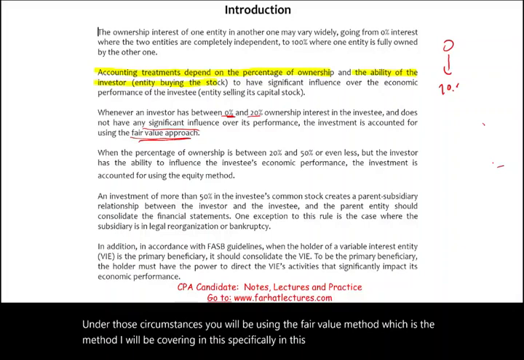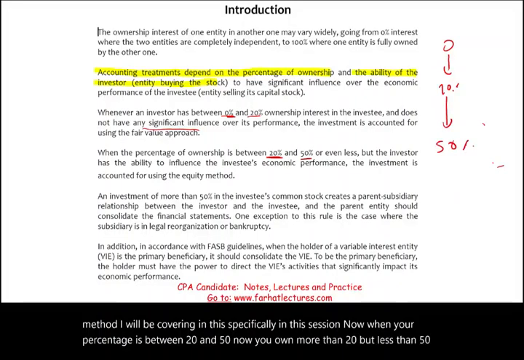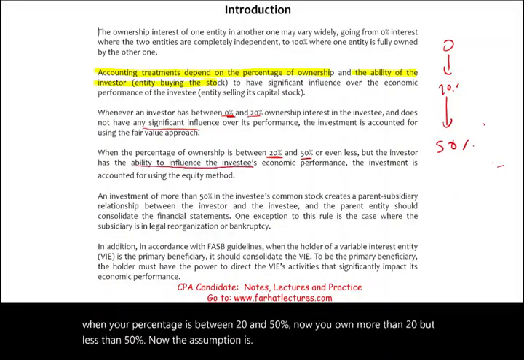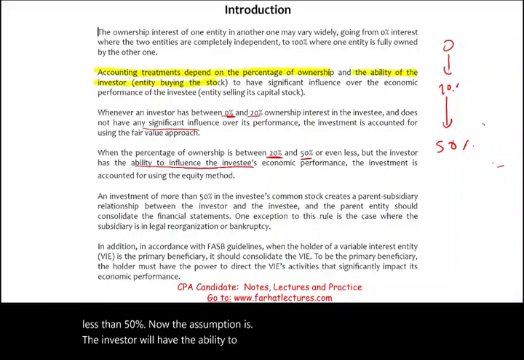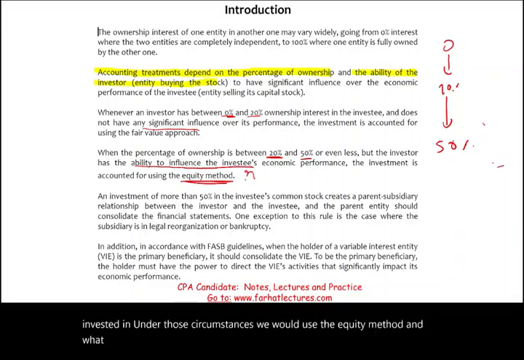Now, when your percentage is between 20 and 50%, meaning you own more than 20% but less than 50%, the assumption is the investor will have the ability to influence the investee, the company that they invested in. Under those circumstances, we would use the equity method. And what is the equity method? We will learn about the equity method in the next session.